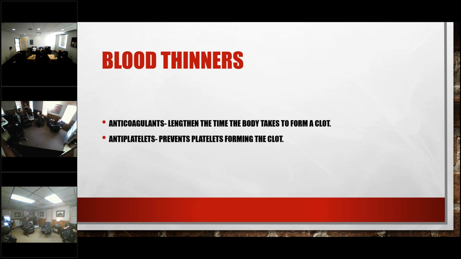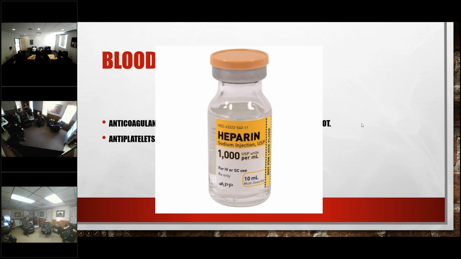Now, there's a lot of different blood thinners out there, so when you are doing your sample history and patient assessment, make sure that any patient that has had a traumatic incident, we are asking them if they take any blood thinners. Now, the most common ones that we're going to come across as far as anticoagulants are going to be Coumadin, warfarin, and heparin.